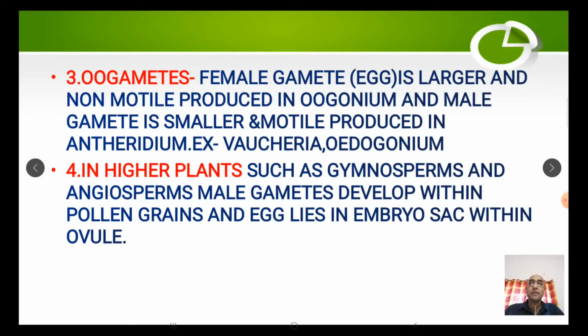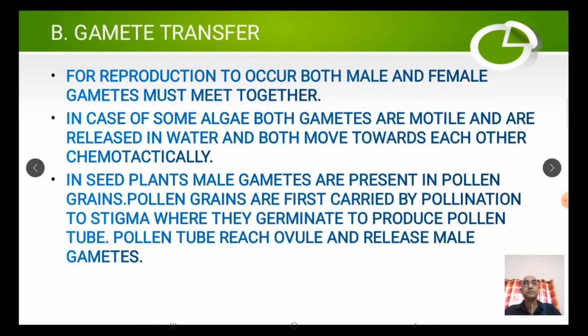Got it? Then in higher plants such as gymnosperms and angiosperms, male gametes develop within the pollen grains, and the egg, that is the female gamete, lies in the embryo sac within the ovule. Here the male gamete is produced in a more specialized structure called pollen grains, and the egg is produced in a more specialized structure called embryo sac, within the ovule. So these are the various types of gametes. So now your first stage is completed, that is the gametogenesis.